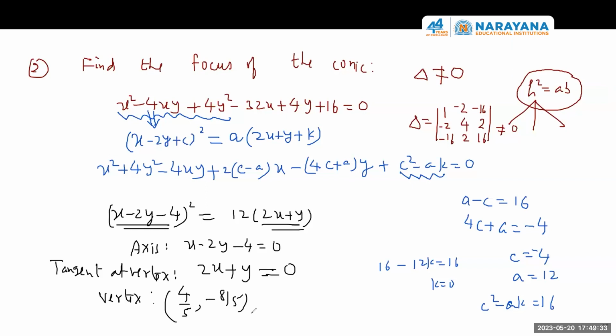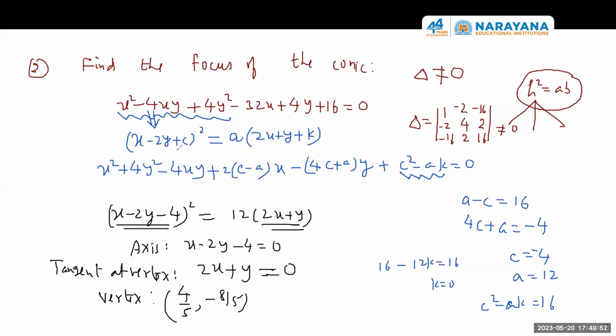Yes, sir. And if this is the vertex, where will the focus lie? Along the axis. A times along the axis. Yes. And what is A here? What is A here? Can you tell me? 3 by root 5.